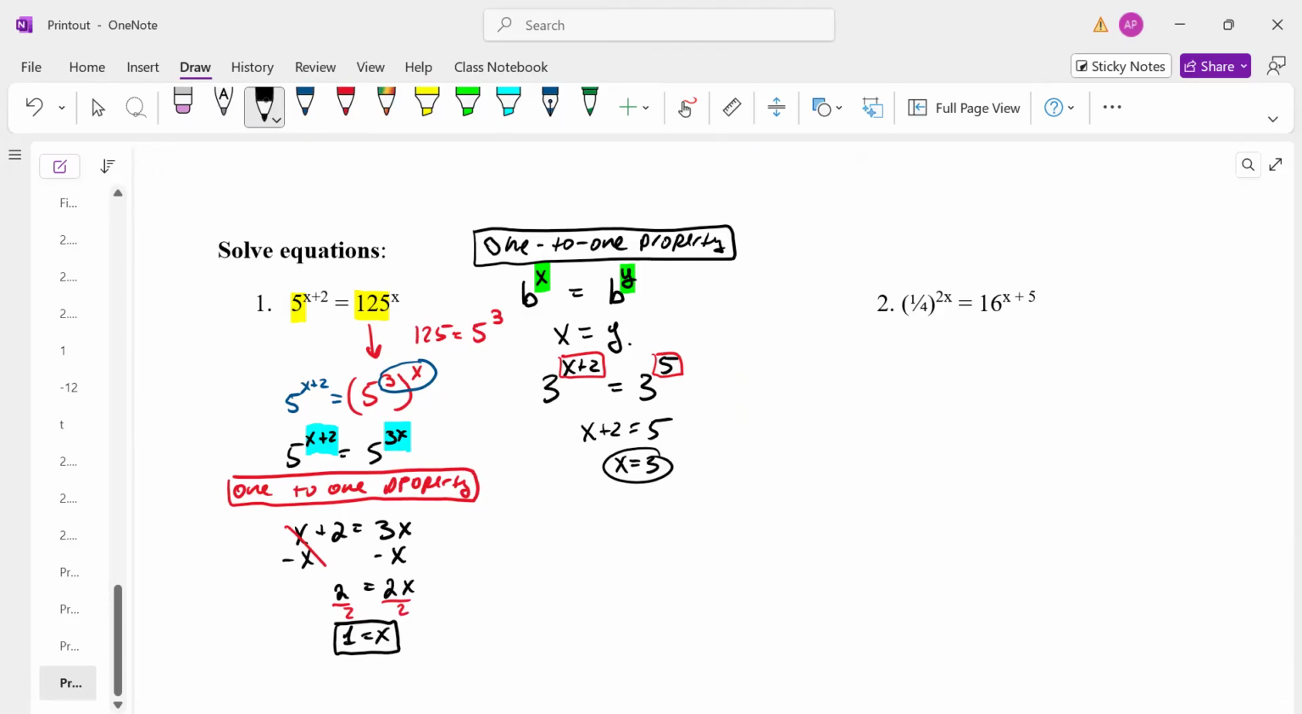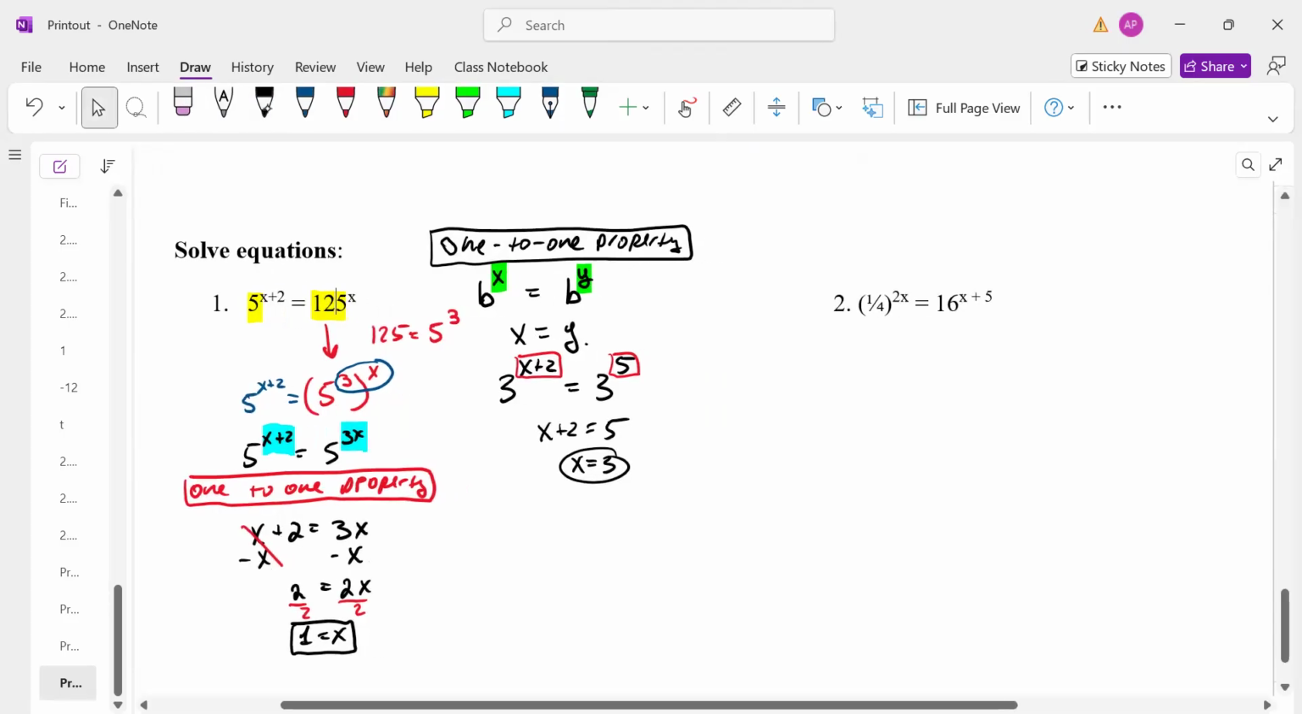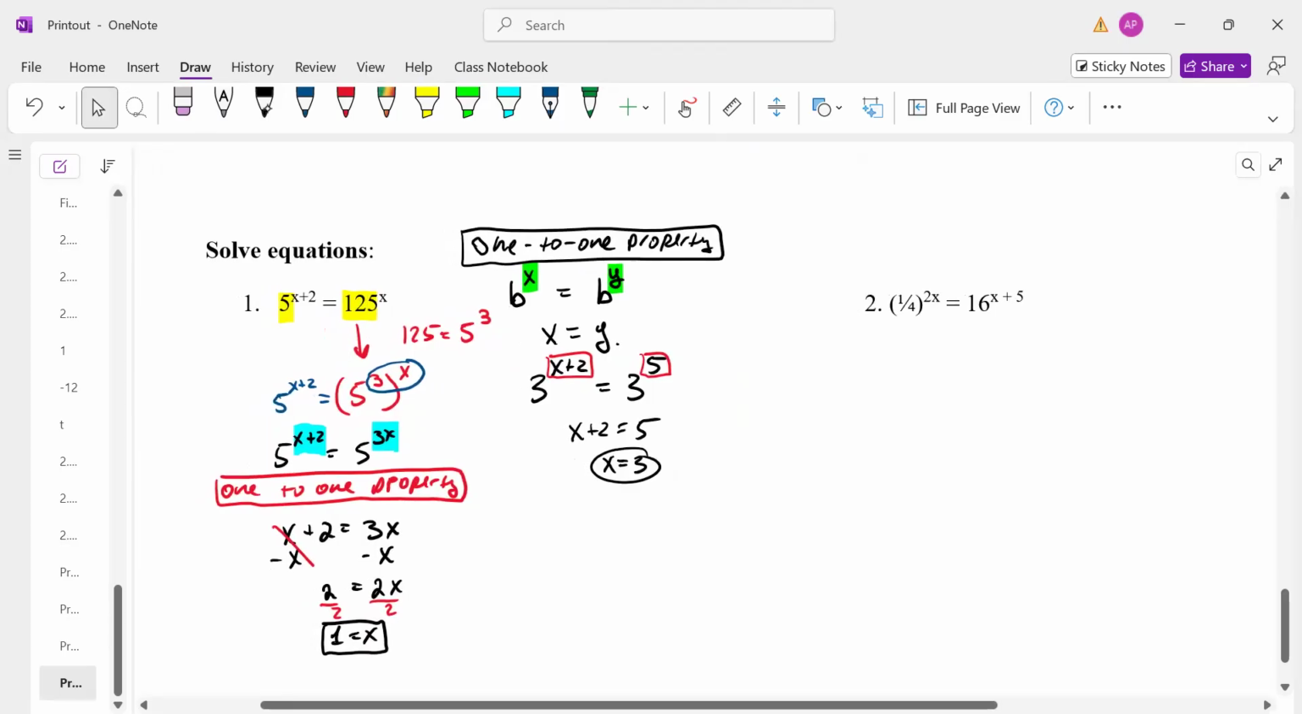Okay, and we can mentally check it, because if we substitute 1 in for x here, we'll get 5 to the power 3. We substitute 1 in here, it would be 125 to the power 1, but we already know that 5 to the power 3 is the same thing as 125. So that does work. Now let's look at the next example. This one is a bit more complicated because we have 1/4 to the power 2x equals 16 to the power x plus 5. So we have to think how to make these bases the same.